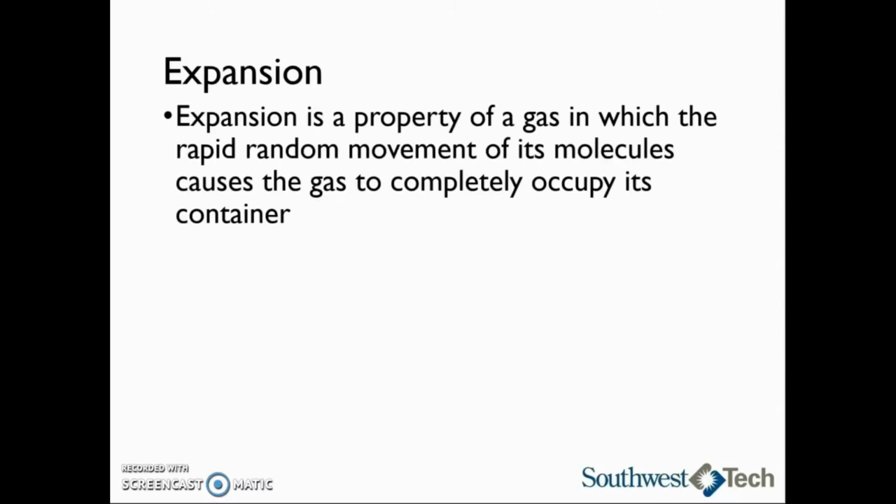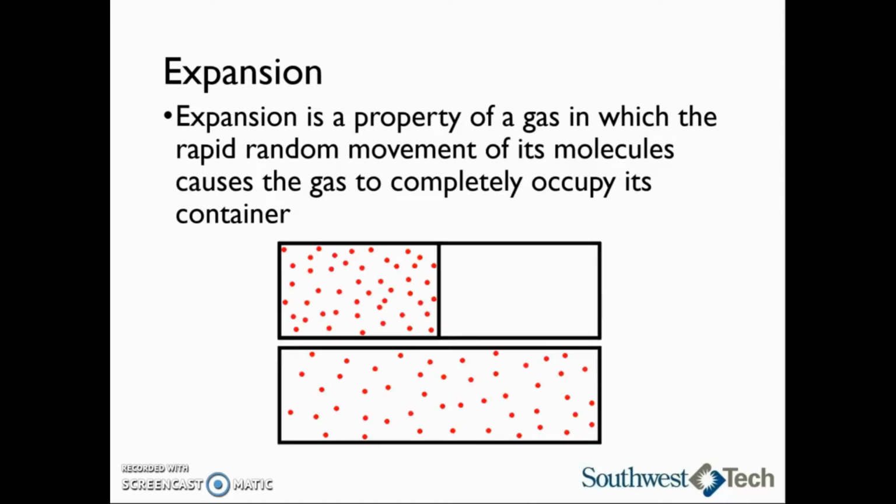Expansion is the property of a gas in which the rapid random movements of its molecules cause the gas to completely occupy its container. In this picture, we see that on top, there is a barrier which causes the gas to only occupy the left half of its container. When the barrier is removed in the bottom picture, the gas completely occupies the entire container.